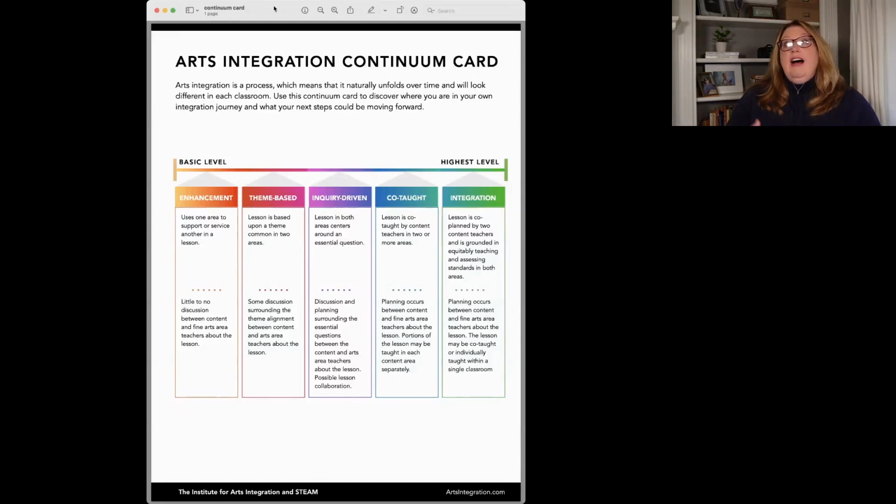This idea of transformation is our common theme, and we're going to build a lesson around that common theme between two areas. So there might be some discussion surrounding the theme alignment between the content and the arts teacher about the lesson, but not necessarily planning it together just yet.